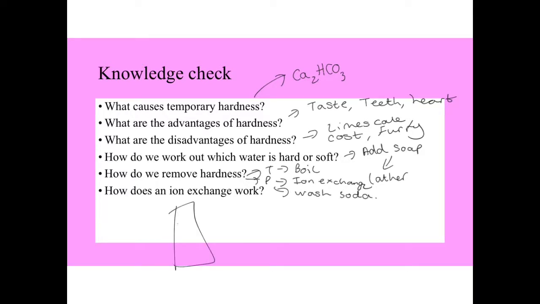Ion exchange is a resin column full of sodium ions. Pass the hard water through. The calcium ions will come off the water and stick to the resin. The sodium ions will go into the water, and then eventually you'll have to recharge the column because you'll just have your resin full of calcium ions, which is what you're trying to remove.